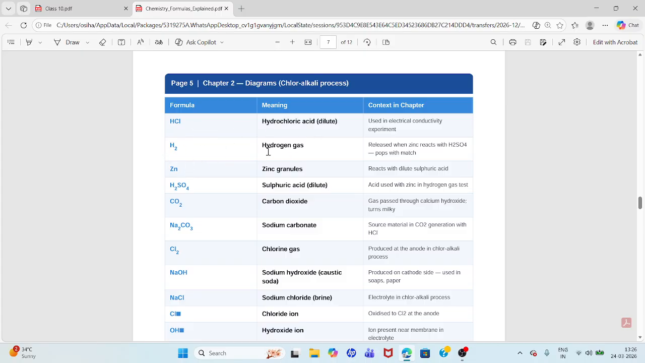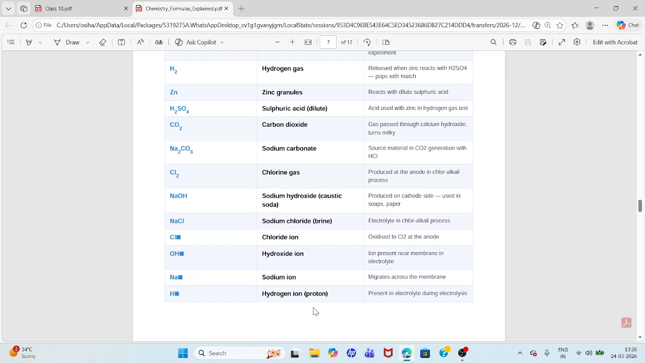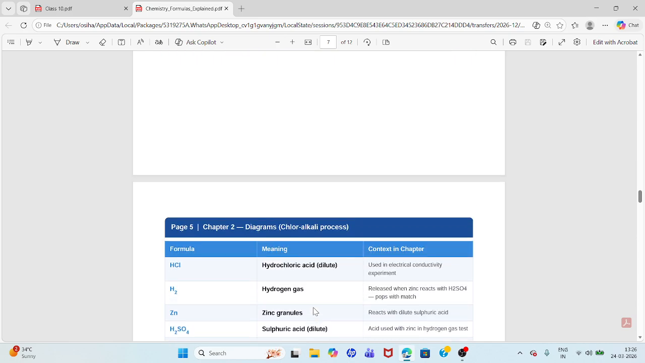Hydrochloric acid. H2, hydrogen gas. Zn, zinc. H2SO4, sulfuric acid. CO2, carbon dioxide. Na2CO3, sodium carbonate. Cl2, chlorine gas. NaOH, sodium hydroxide. NaCl, sodium chloride. Cl⁻, chloride ion. OH⁻, hydroxide ion. Na⁺, sodium ion. H⁺, hydrogen ion. So we completed this basics.